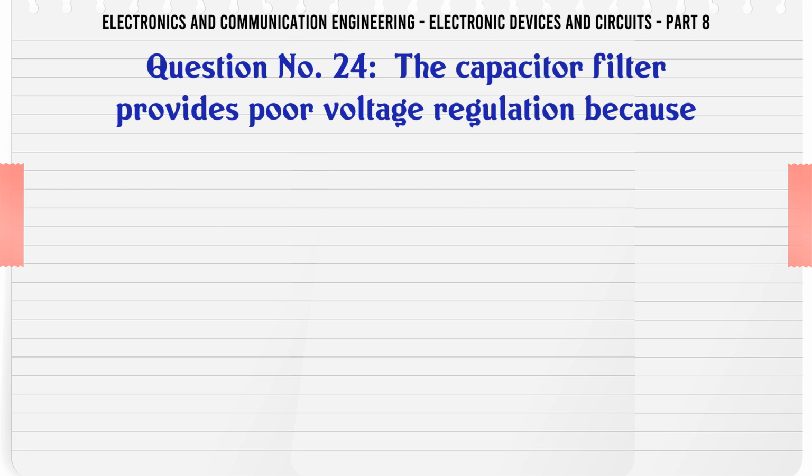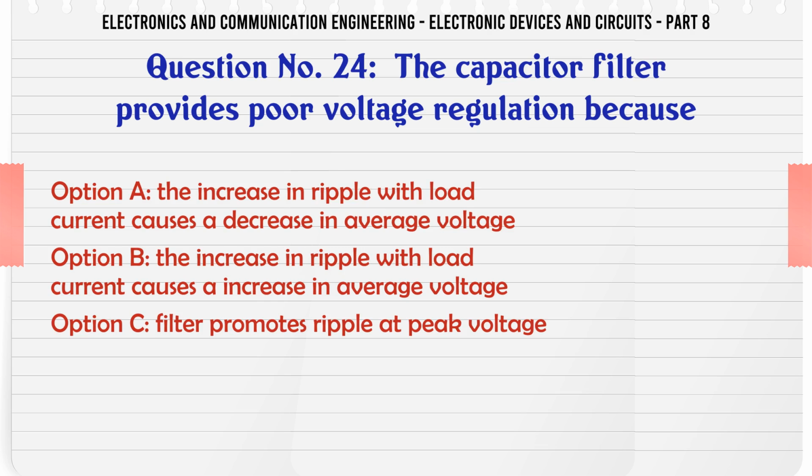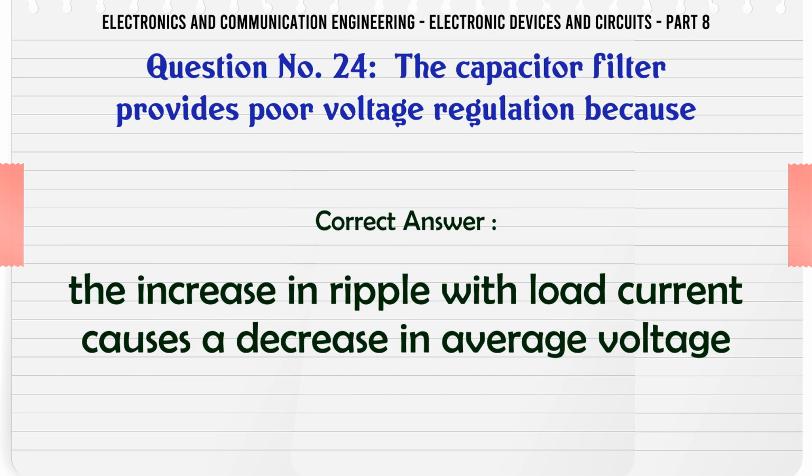The capacitor filter provides poor voltage regulation because A. The increase in ripple with load current causes a decrease in average voltage. B. The increase in ripple with load current causes an increase in average voltage. C. Filter promotes ripple at peak voltage. D. None of the above. The correct answer is the increase in ripple with load current causes a decrease in average voltage.